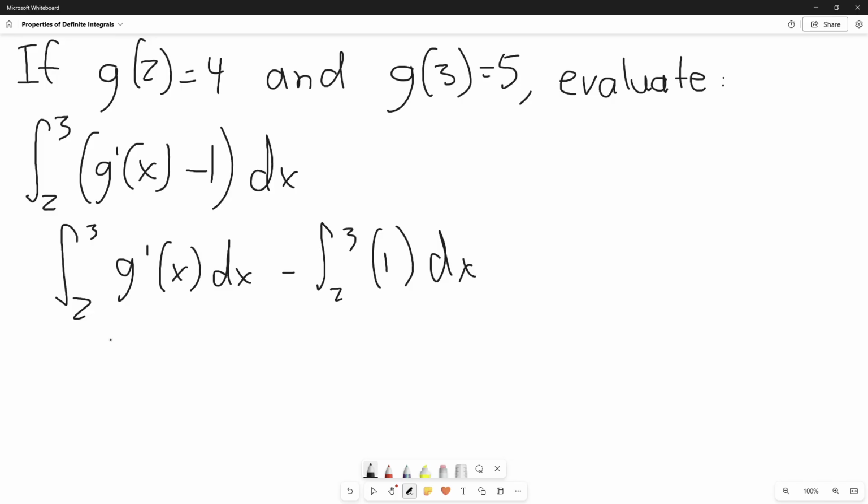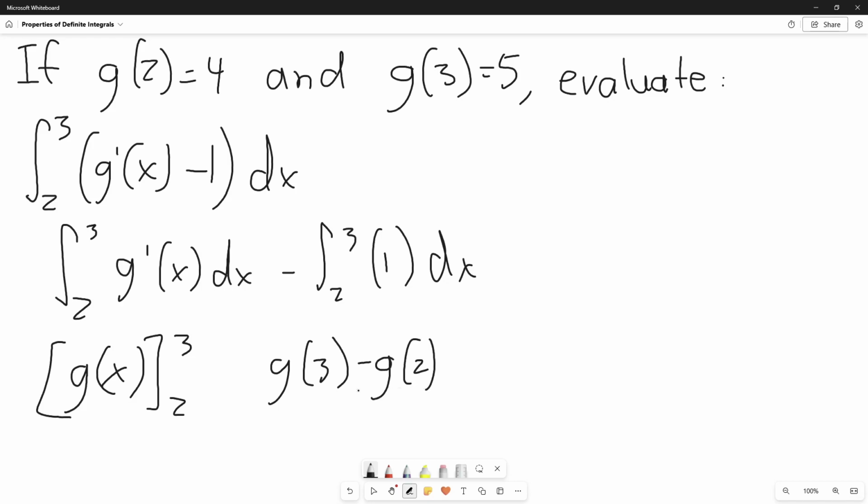We can use the fundamental theorem of calculus for this. So first, let's do the integral of g prime of x, and the integral of g prime of x is obviously just going to be g of x. So we have g of x from 2 to 3, so that's just going to be g of 3 minus g of 2. And as you can see, we have both of these values in our question, so it's just going to be 5 minus 4, which is 1. So now we have this equals 1, this equals 1, so it is going to be 1 minus 1, which is 0. And that's our final answer.